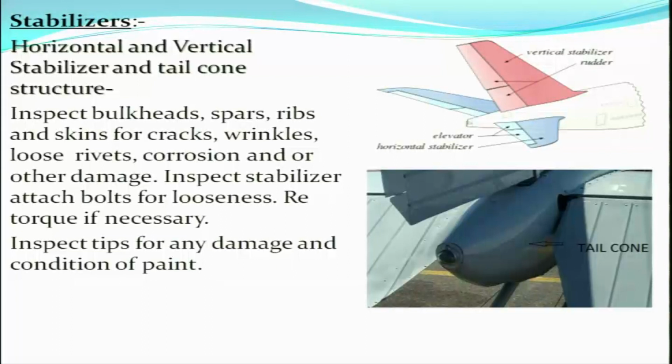So on the tail plane we have checked the condition of the skin, we have checked for loose rivets, we have checked internally the bulkheads, spars, ribs for any damage. We have also checked the stabilizer attachment bolts, which are attaching the horizontal stabilizer and fixing the vertical stabilizers. These bolts are checked for tightness and retorqued if required. The tips of the horizontal stabilizer and the vertical stabilizer are inspected for condition and for paint. So this was about the tail plane in the 100 hours inspection.